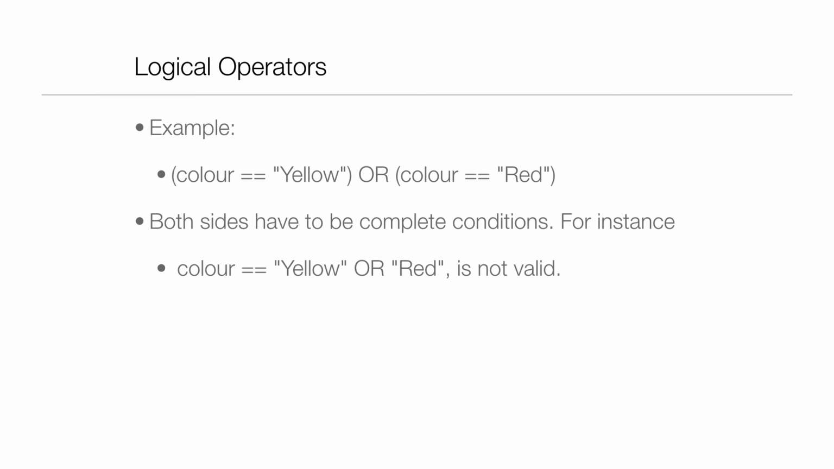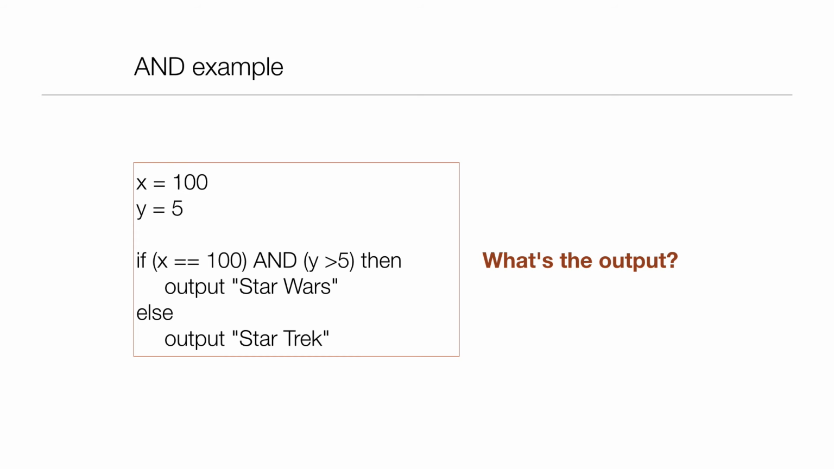And here's some examples of some logic operators. If color equals yellow or color equals red, so whether the user types in yellow or red, it'll still be true. And that's also another important point with Java anyway. Both sides of the OR statement have to be complete conditions. So the example on the second line there, color equals yellow or color equals red, that's what you need. You need to have complete conditions. You can't say color equals yellow or red. Java doesn't work like that. It has to have complete conditions on both sides.